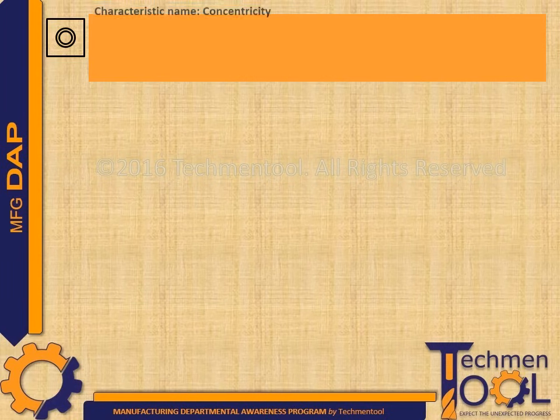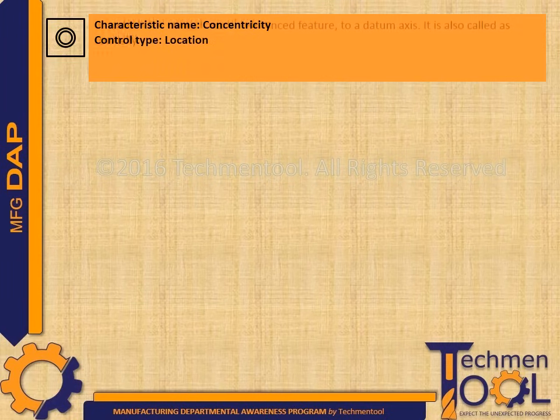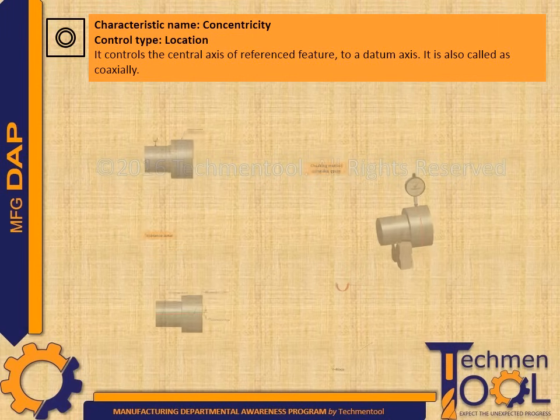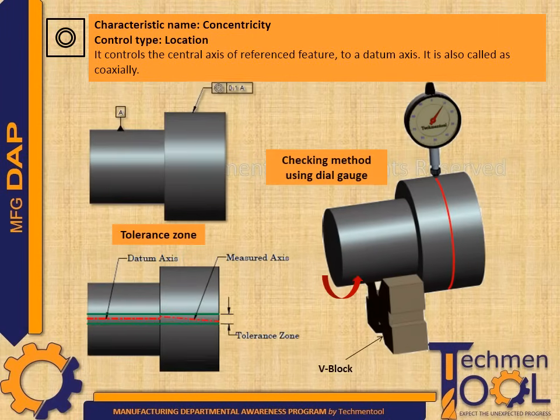Let us study about concentricity characteristic. Its control category is location type and it controls the central axis of a referenced feature to a datum axis. It is also called coaxiality. In the given example, the tolerance zone of 0.1 of the cylindrical feature will be measured with respect to datum A using a dial gauge by moving its plunger on the surface of the feature in a circular direction, by rotating the reference or respective portion of the feature which is located on the B block as shown in the picture. And deflection of the dial gives the actual concentricity value with respect to A. That value should be within the tolerance zone.